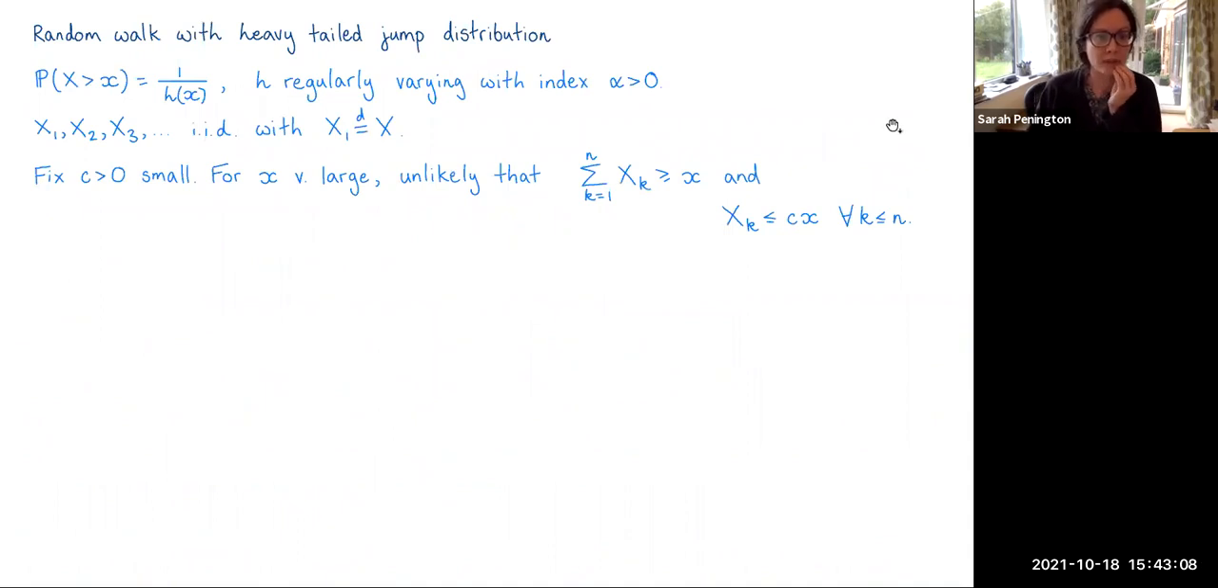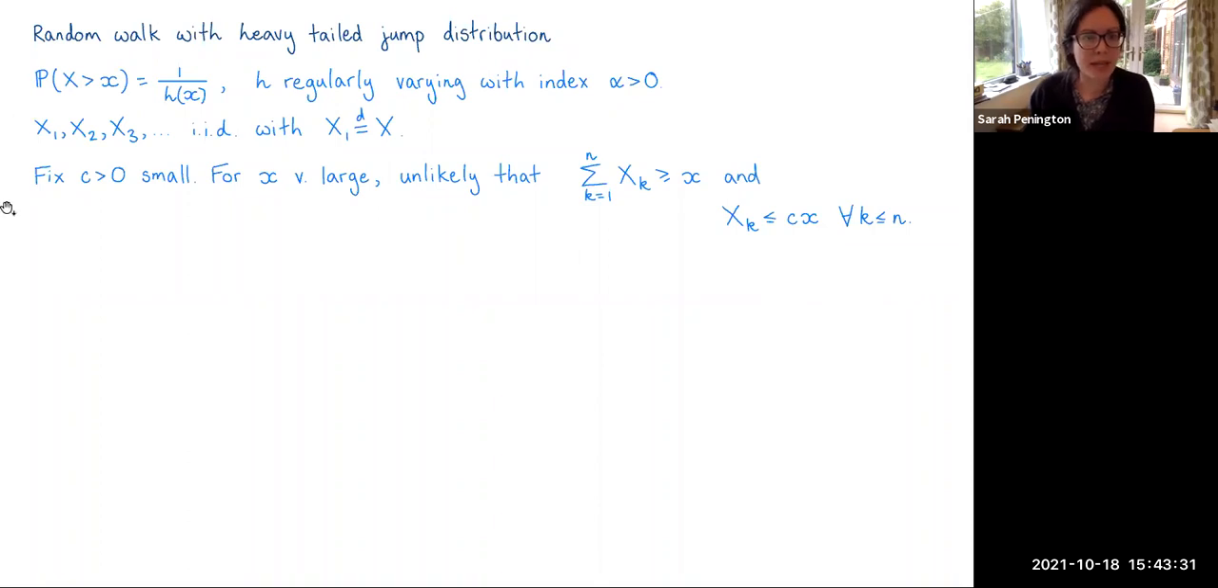So we're going to say that as before, the probability that capital X is bigger than x is given by 1 over h of x, where h is regularly varying with some positive index alpha. And then X1, X2, X3, and so on are going to be IID random variables with distribution equal to X.